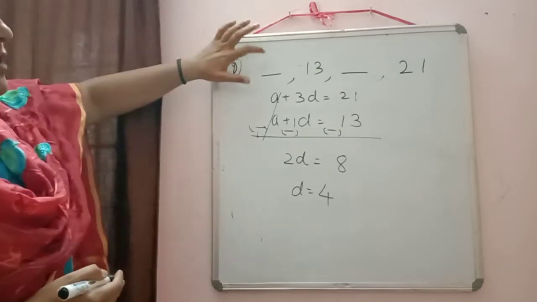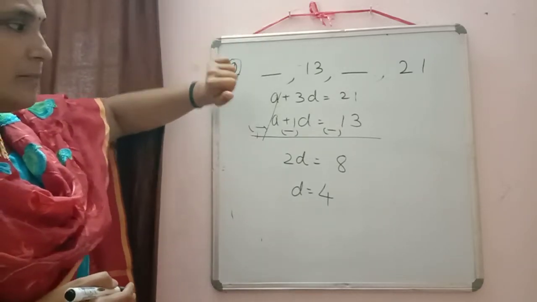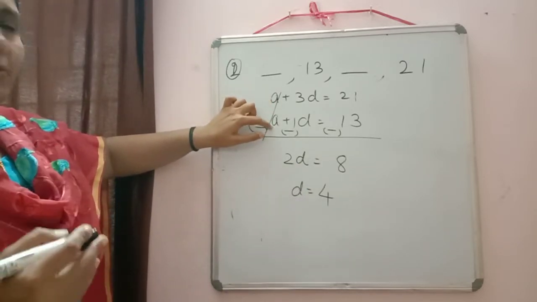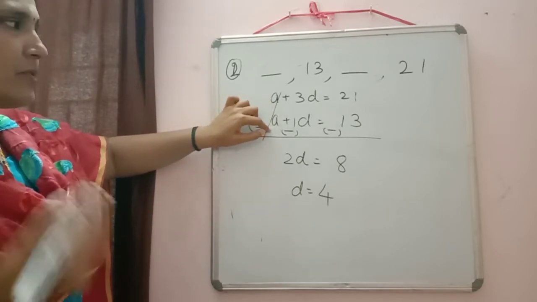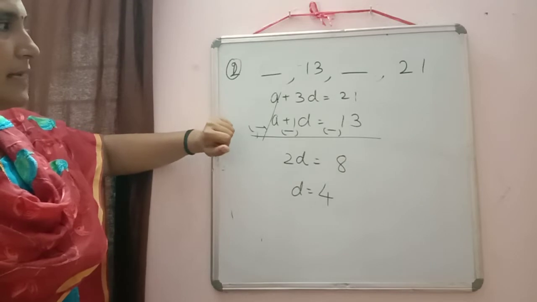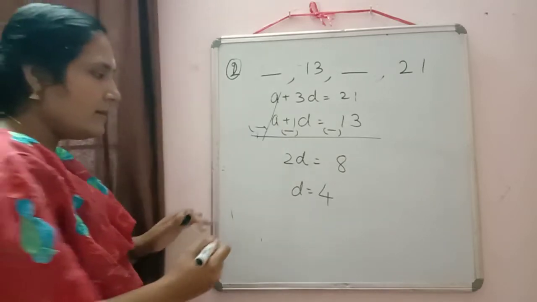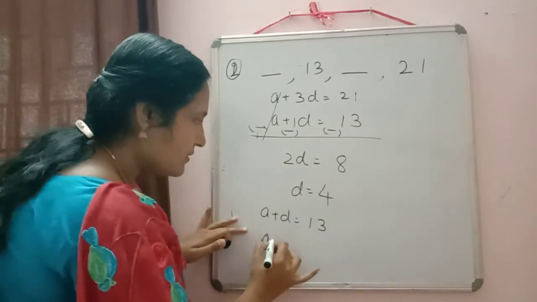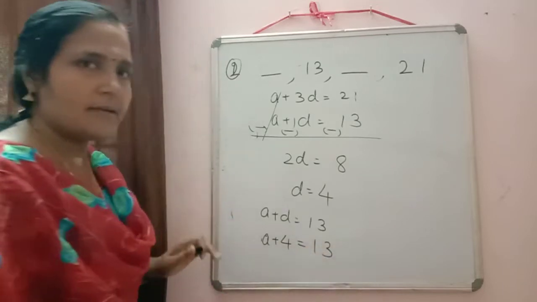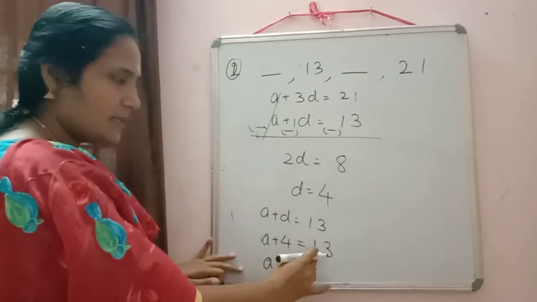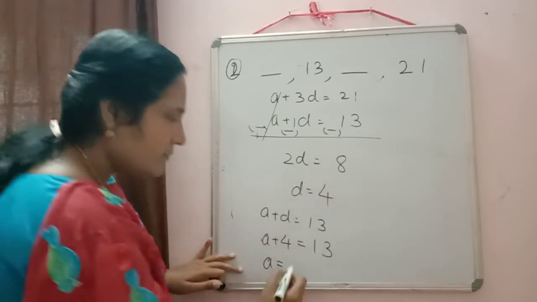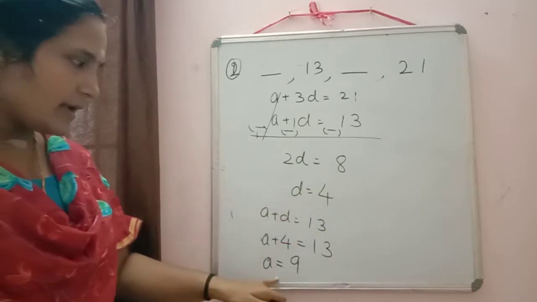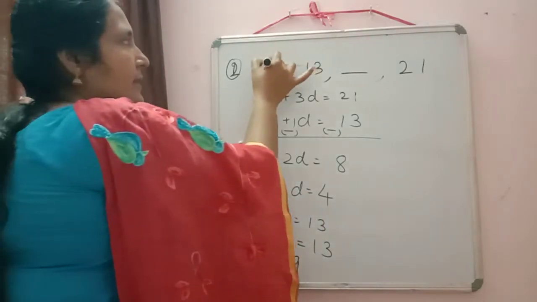Now to write the AP, we want the first term also. So to get the first term, what you have to do? Substitute the value of D in any one of the equations. Whichever equation seems easier for you, you can substitute in that equation. So it will be easy to substitute in this equation. It was given A plus D is equal to 13. Now substitute the value of D here. So we will get A plus 4 is equal to 13. So A will be equal to 13 minus 4, and 13 minus 4 is 9. So we are getting the common difference as 4 and the first term as 9. So here I am writing 9.